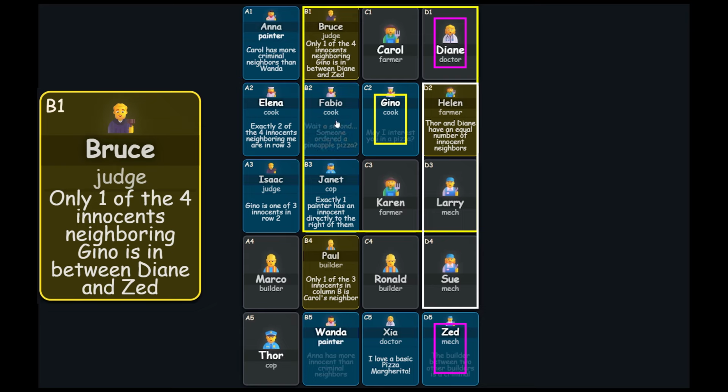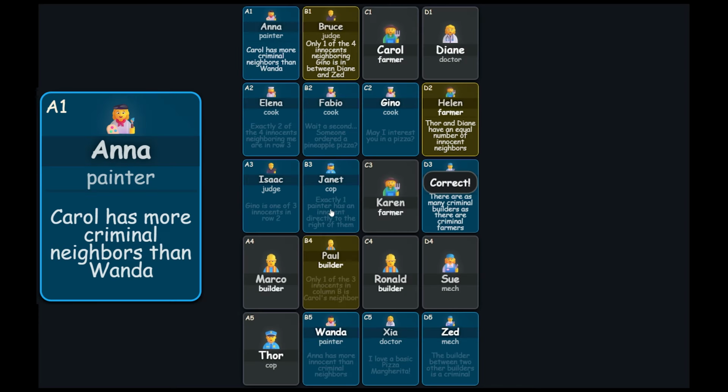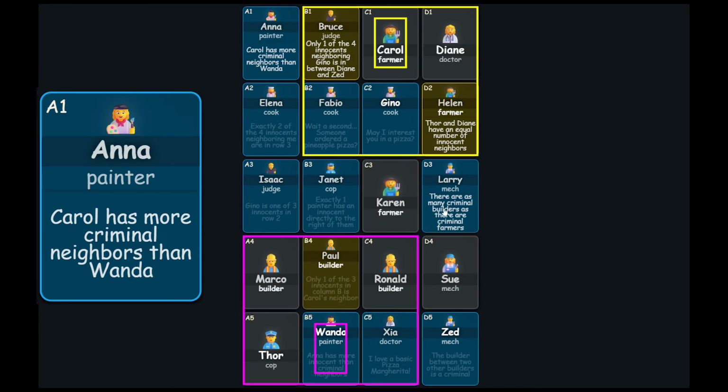Only one of the four innocents neighboring Gino is in between Diane and Zed. Mark Larry as innocent. Carol has more criminal neighbors than Wanda. Let's assume Diane is innocent. Then all the remaining neighbors of Wanda must be innocent.